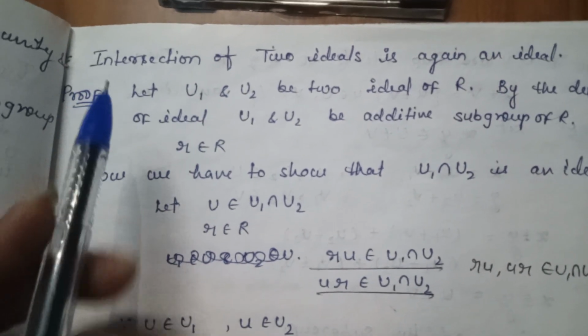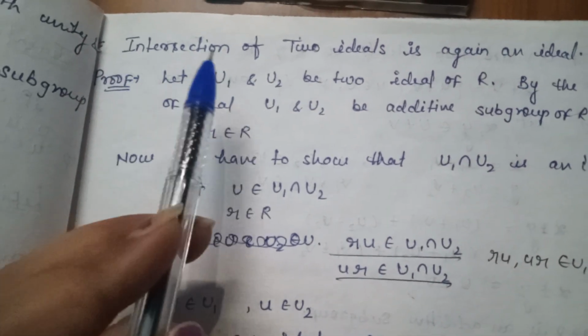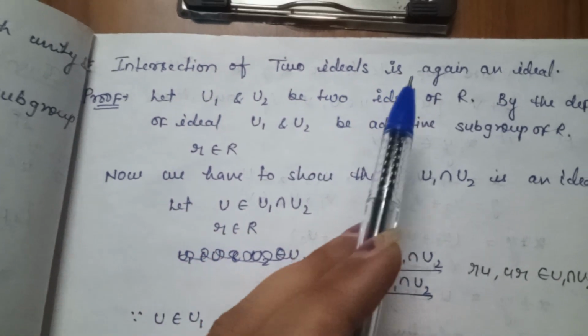Now there is another example or a theorem: the intersection of two ideals is again an ideal.